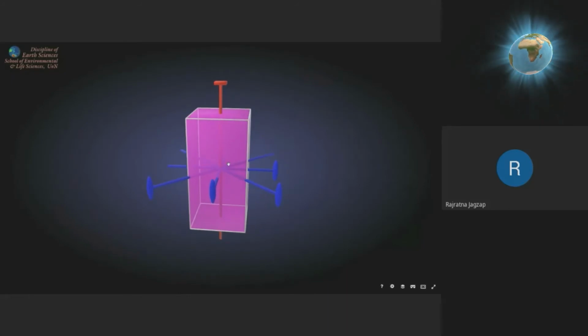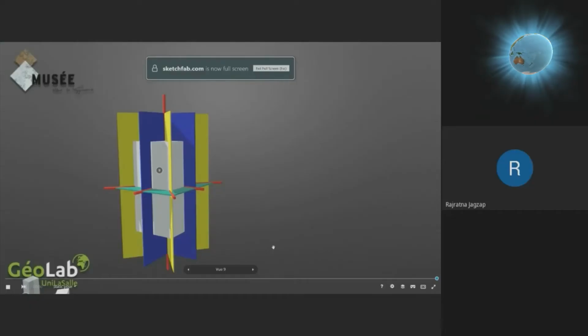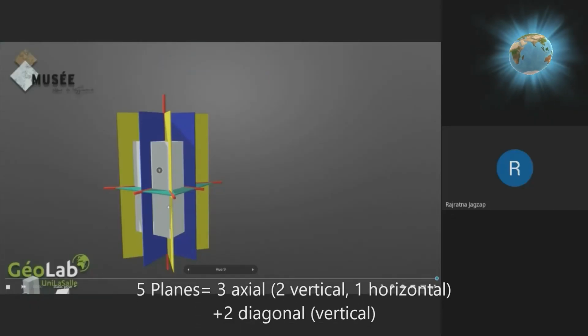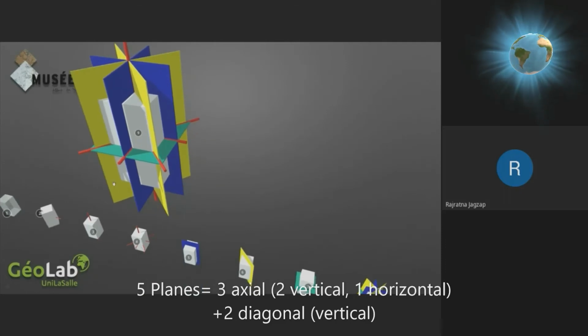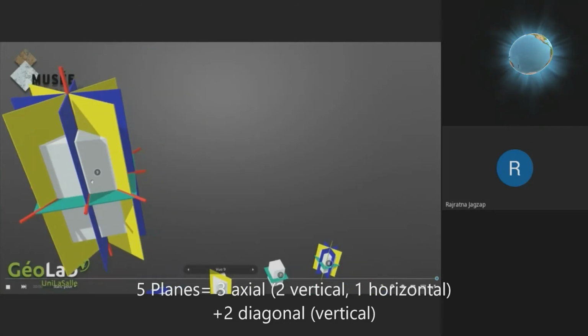Now we'll go to the planes of symmetry. You can see, first understand which are the axes. This front to back axis, this right to left axis, this vertical axis. And these two are diagonal axes. So observe here: front to back, right to left, top to bottom, and these two are diagonal axes.